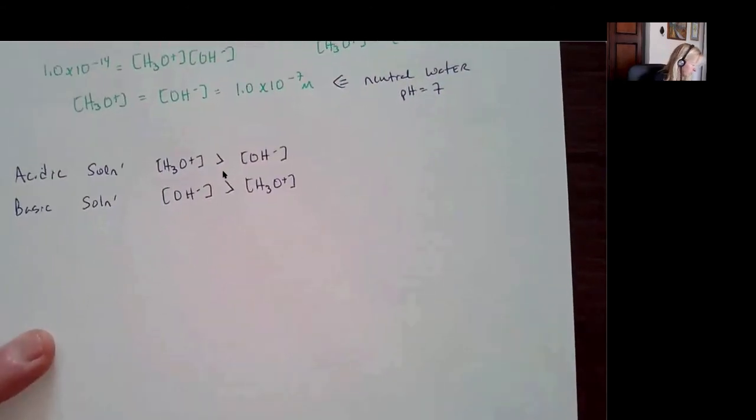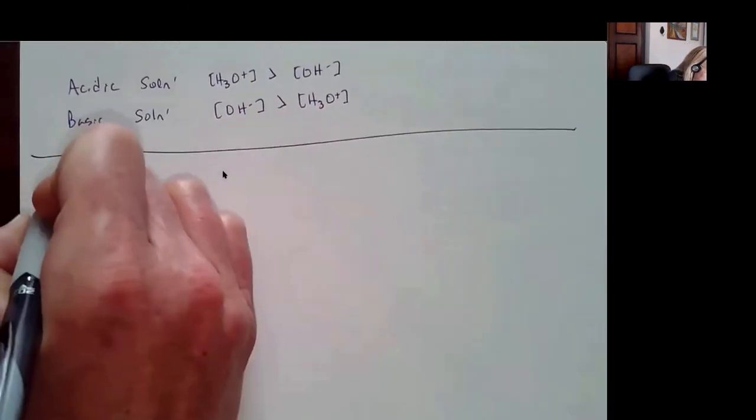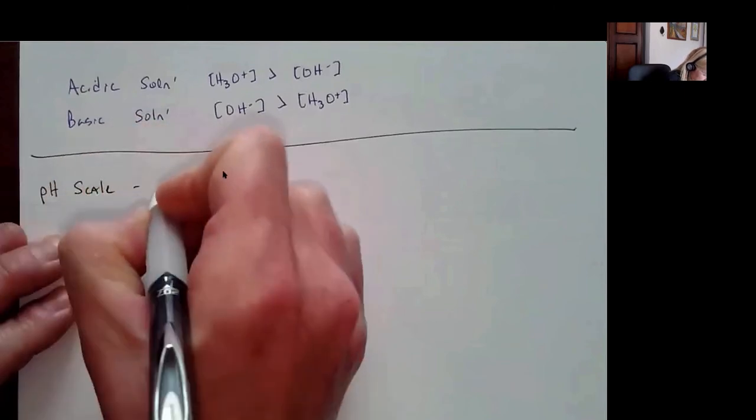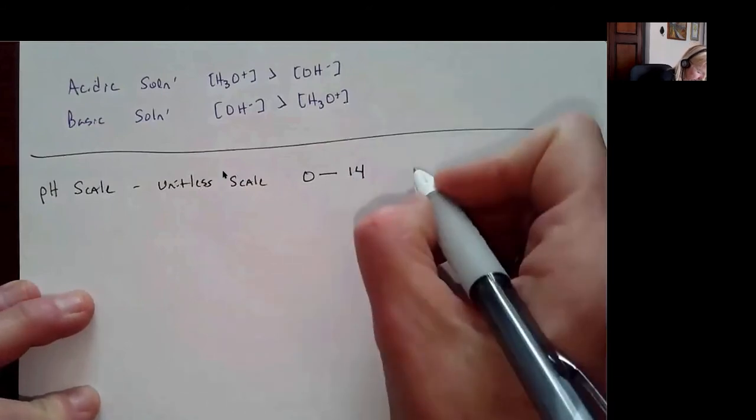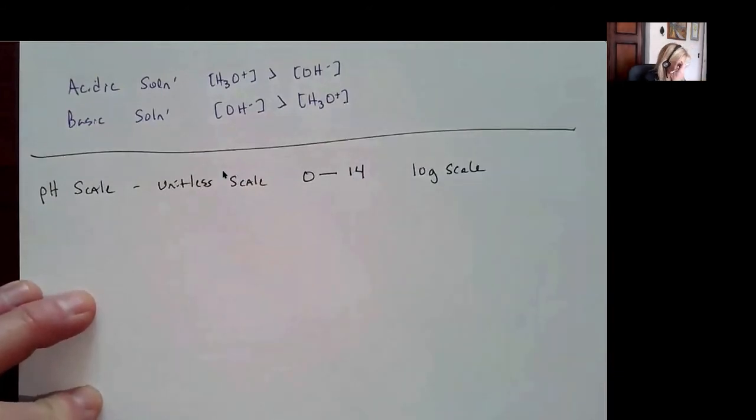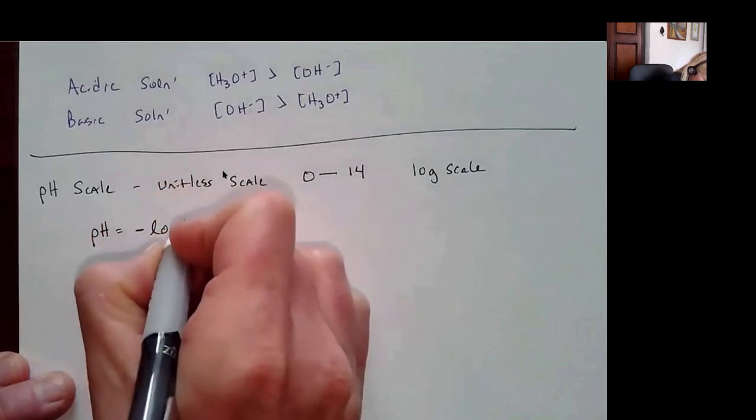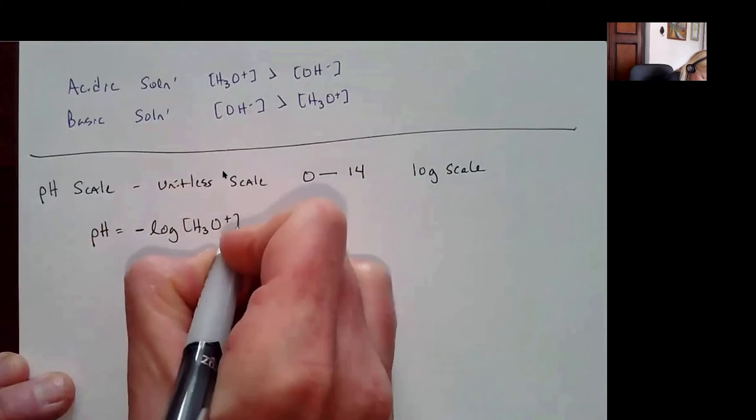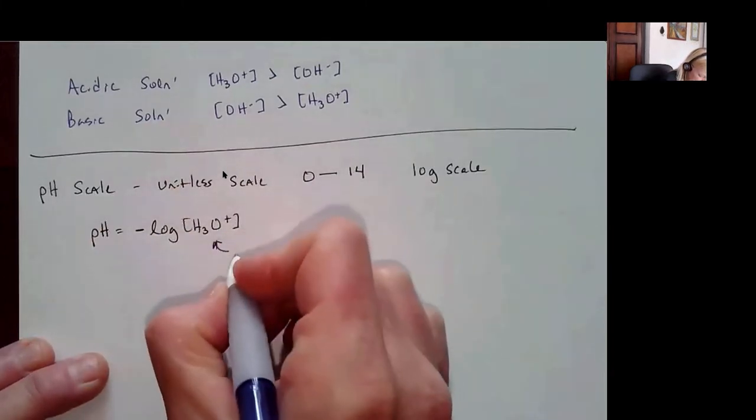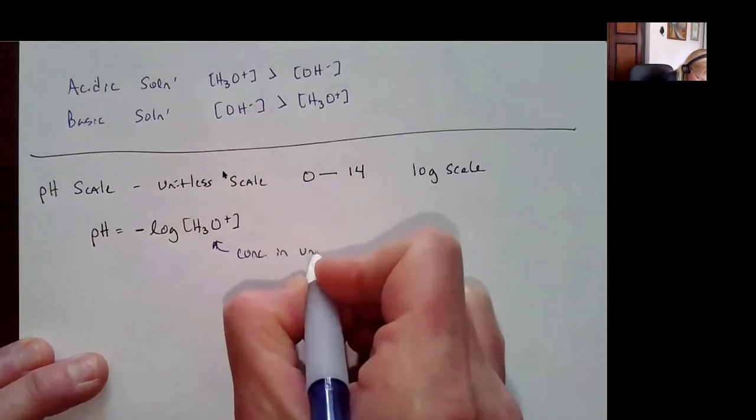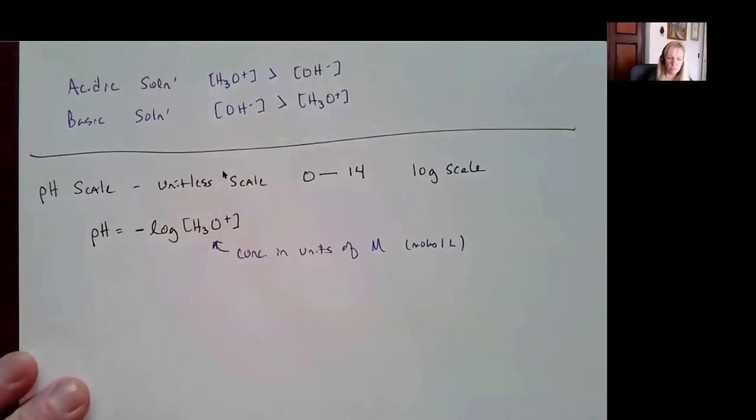Probably a good time to break from equilibrium and review pH really briefly. So the pH scale is a unitless scale from 0 to 14, and it's a log scale. So we're going to be looking at logs. To calculate pH, I'm going to take the negative log of the hydronium ion concentration. And this is in molarity, right? That's what these brackets mean. So this is concentration in units of big M, which is moles per liter.